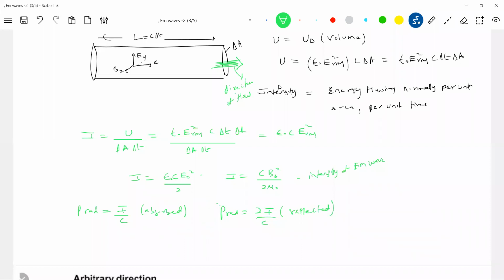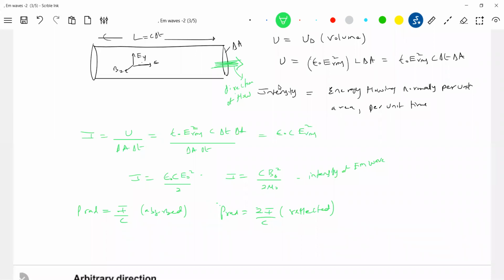So they may test you with these things, when this EM wave is incident. I is the intensity. So what is the radiation pressure? Radiation pressure is force per unit area. So like that you can calculate the force exerted by the incident EM wave. Okay, this is about the basic thing.